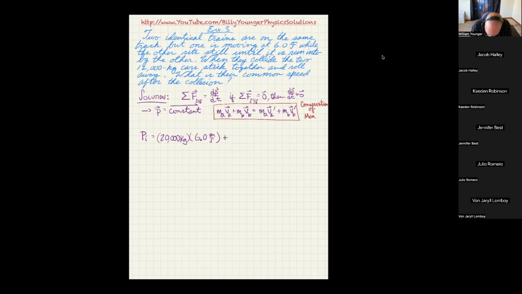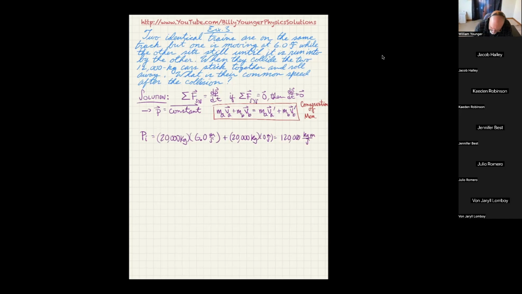The other car also has a mass of 20,000 kilograms because they're two identical train cars. However, the velocity is 0 meters per second. So you can see that this is going to be 120,000 kilogram meters per second before the actual collision.